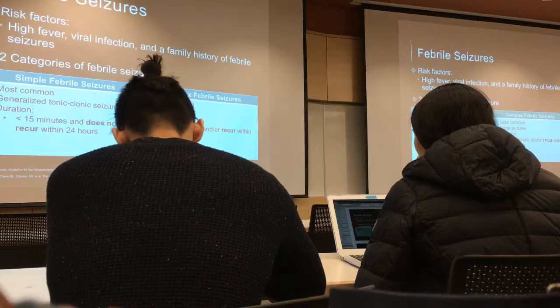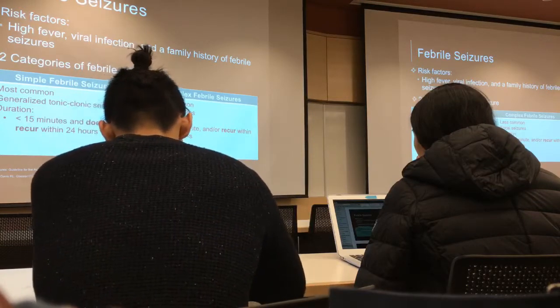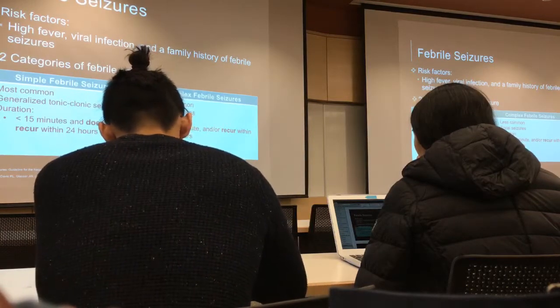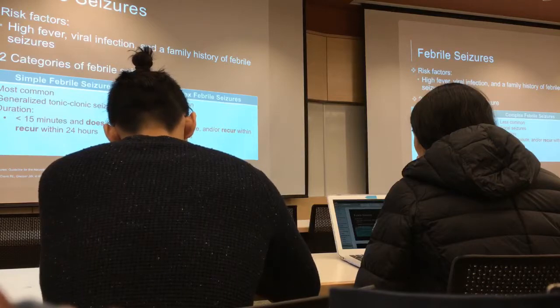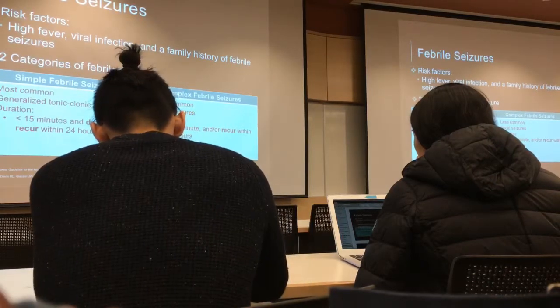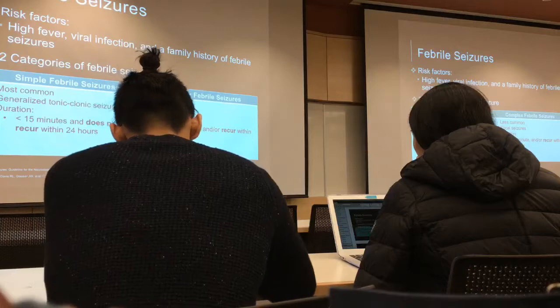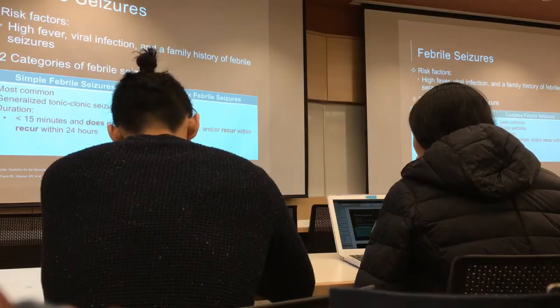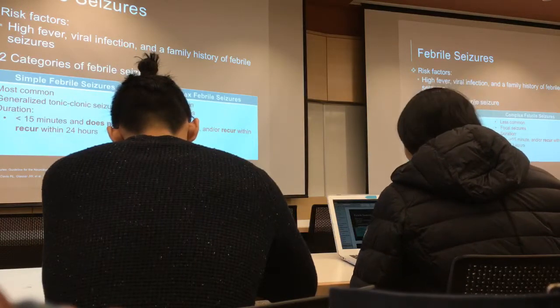Our complex febrile seizures, on the other hand, are less common, but they are focal seizures, so they're usually presenting on one side of the brain, and it's usually one-sided rhythmic jerking. And that duration is greater than 15 minutes, and it will reoccur within 24 hours.